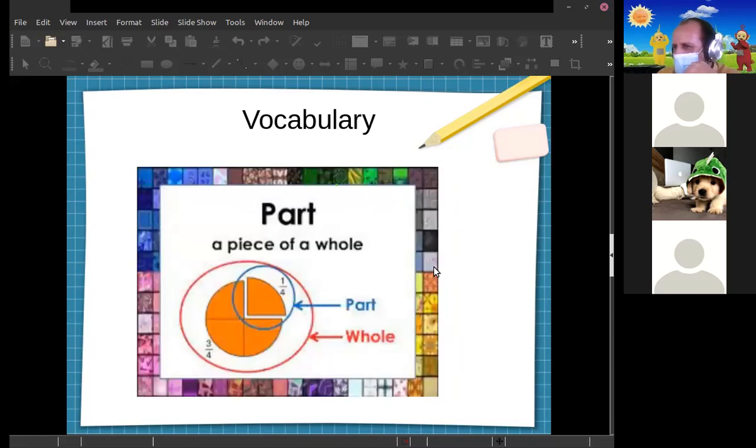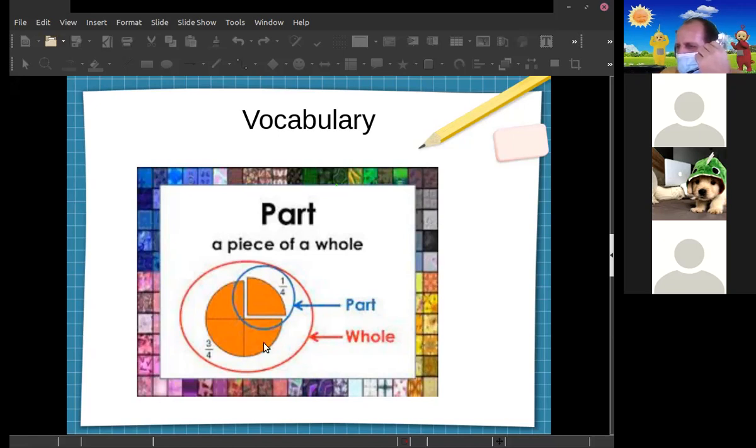So here comes the vocabulary I told you about before. Part. A part is a piece of a whole. The whole is everything. For example, you have a pizza. I like to eat a whole pizza, or I like to eat only a part. But how big is the part? Is the part a half, a quarter, or an eighth? So we have the part.